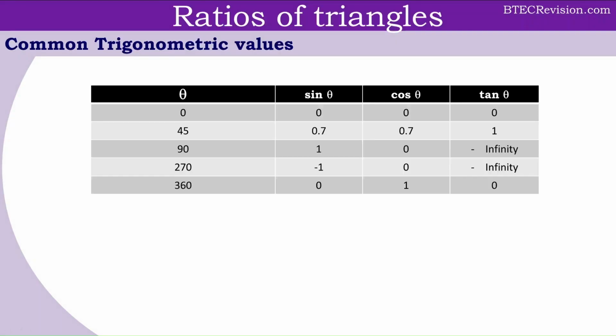Here are some common trigonometric values. For example, let's take theta to be 0, then sine of this value, theta, 0 in this case, is going to give you a value of 0. The cos of 0 is going to give you 0. Tan of 0 is going to give you 0. So these are very common values. If theta is set to 45 degrees, then sine of theta is going to give you 0.7, and so on. You can have a look here in this table for common values. For tan, you can see we get negative infinity, so these values are not possible.